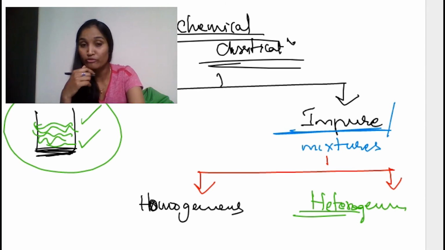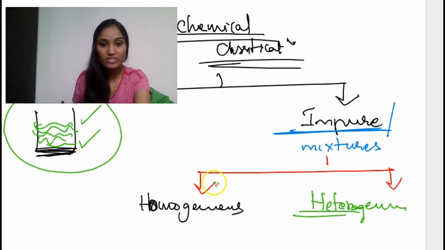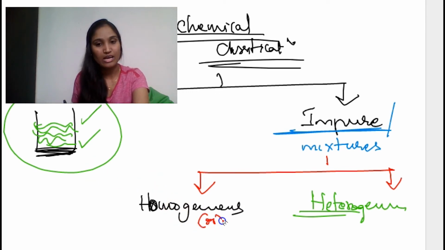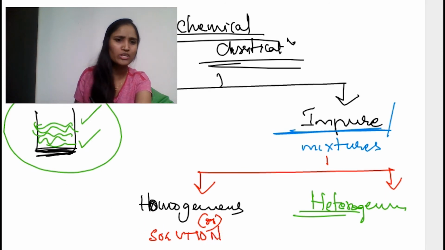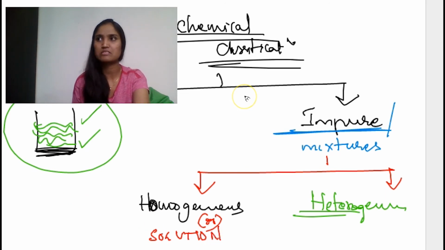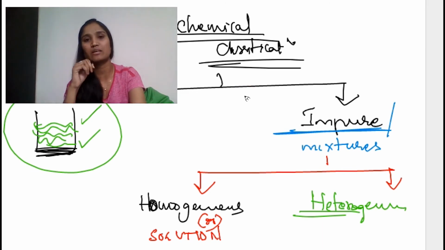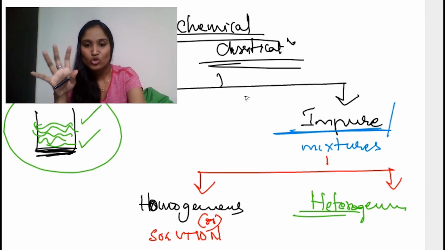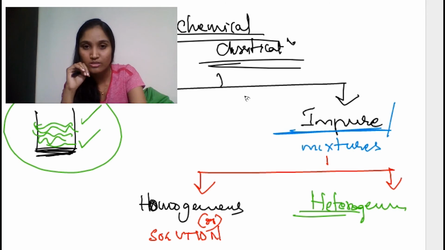But now it's not yet done. We have one more step of classification. These homogeneous mixtures have another word. We can also call them solutions. It's the most popular term and the most popular topic in the entire chemistry. When you go to class 12, there is one chapter called solutions. Chapter number 2 it is. It's that important. So homogeneous mixtures are also called solutions.